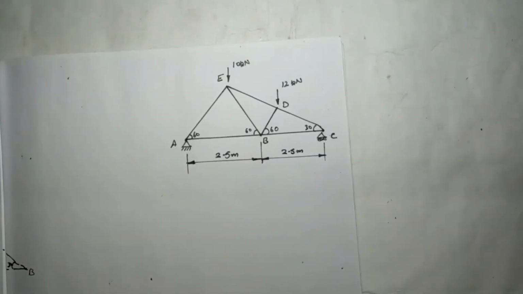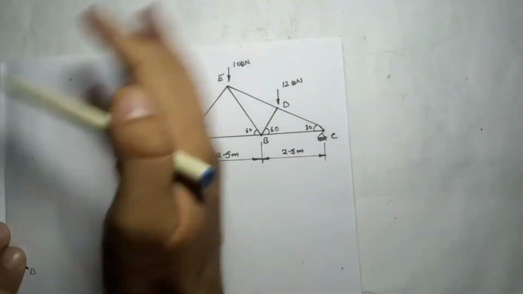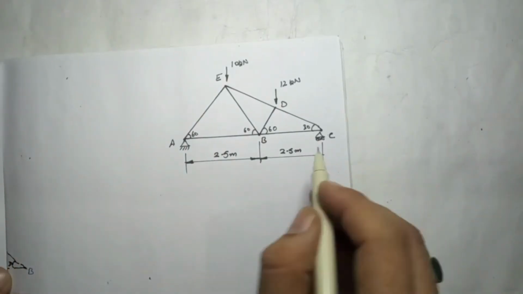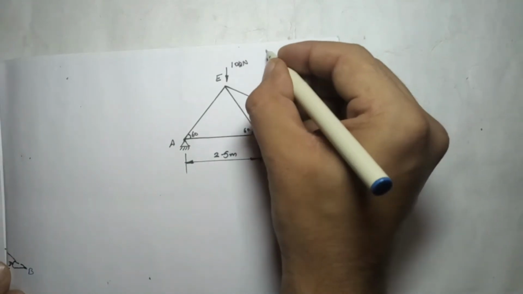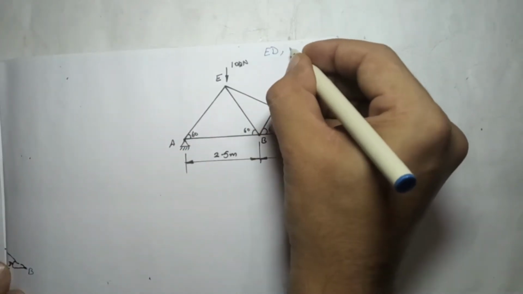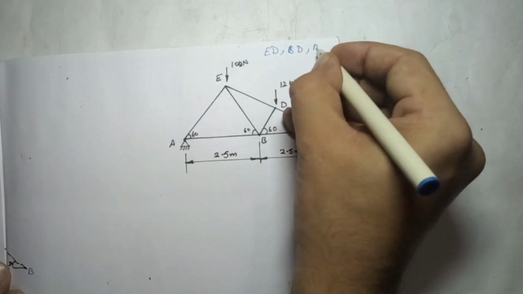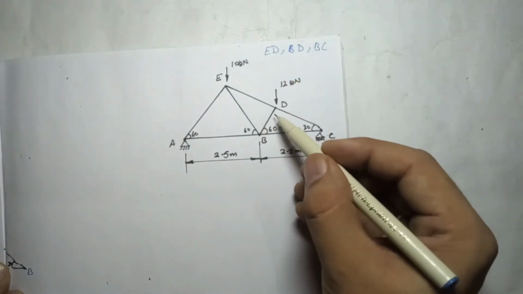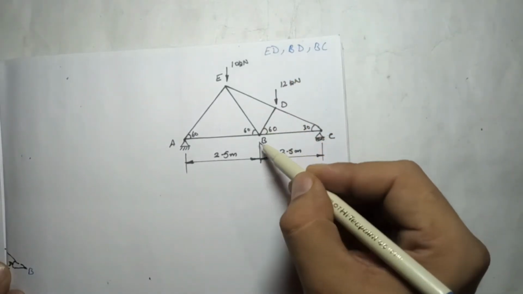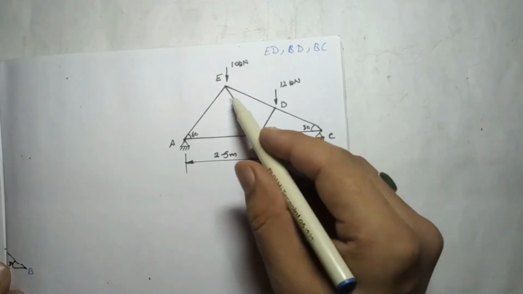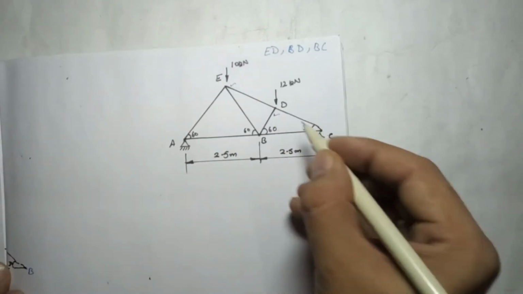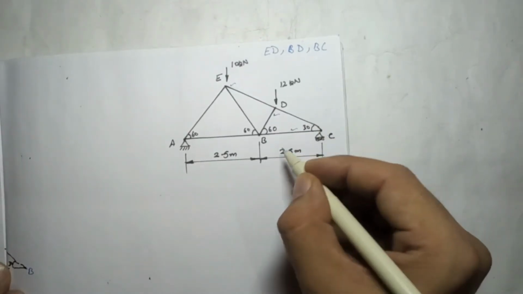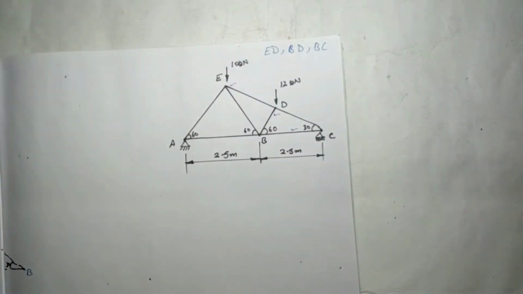Everyone, now let us solve one more question on the same analysis of frames using method of section. The question says that we have to find the force in ED member, BD member and BC member. So this is BD, BC and ED. So these are the three members in which we have to find out the force.